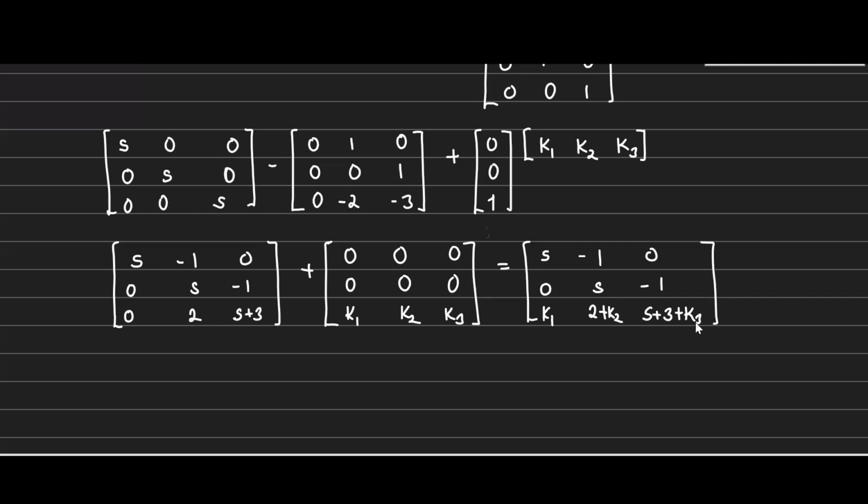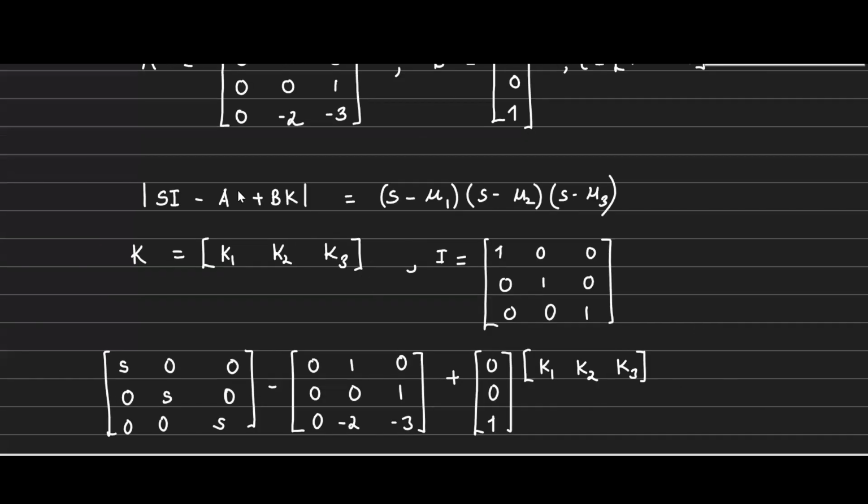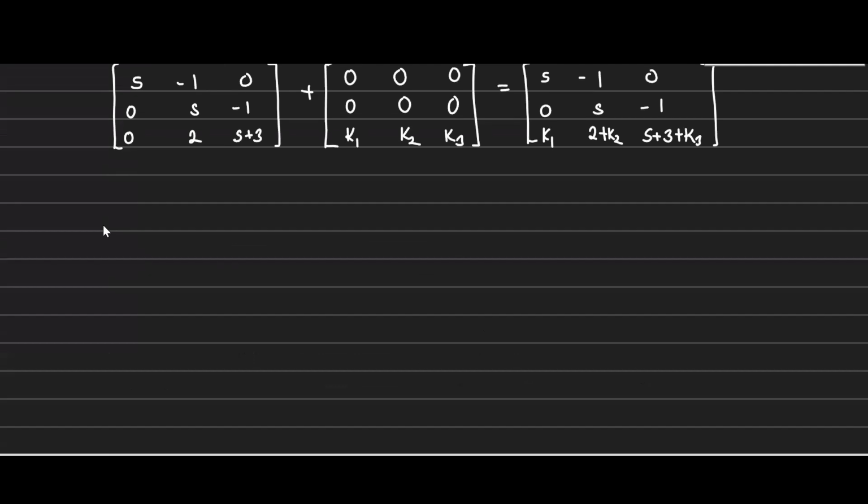Now the next thing is to find the determinant of this whole thing, right? Since we have found that matrix, now let's get its determinant. So we need the determinant of this matrix: S, -1, 0; 0, S, -1; K1, 2 plus K2, S plus 3 plus K3. Let us get the determinant of this.